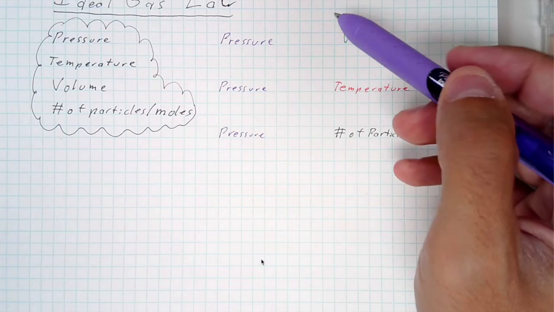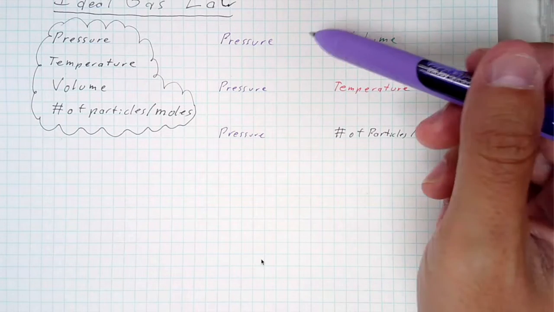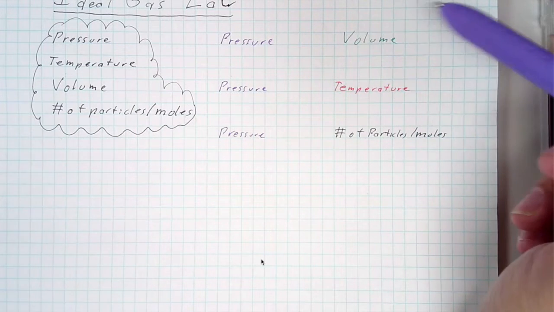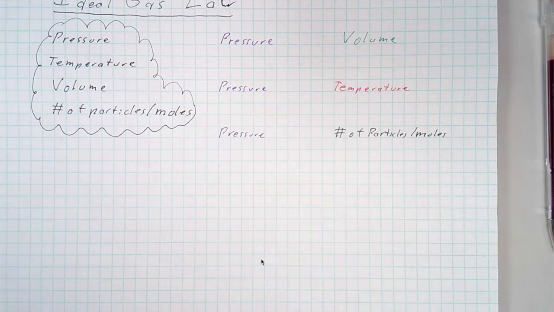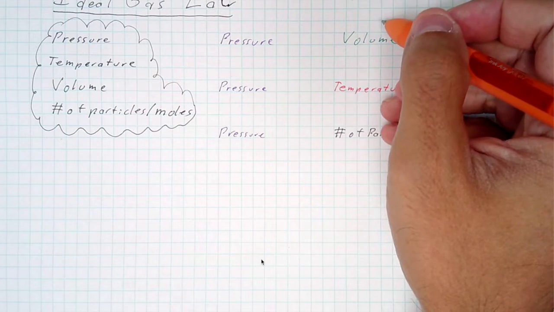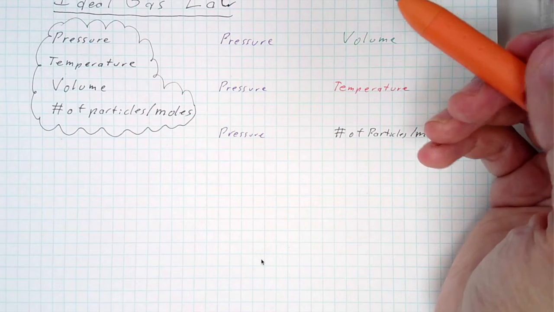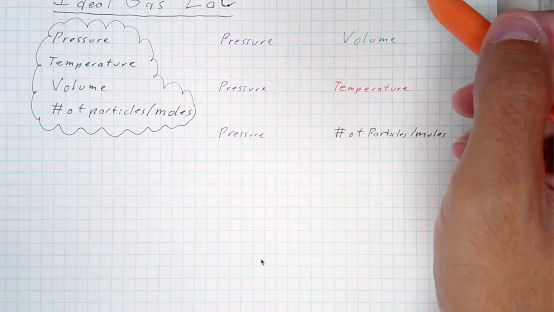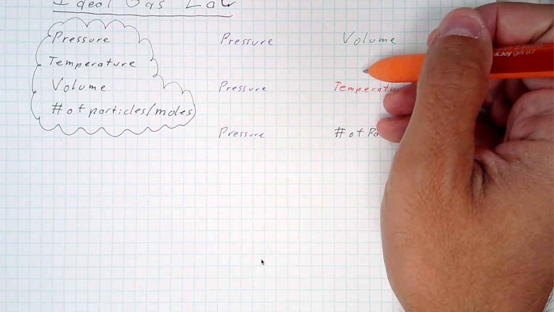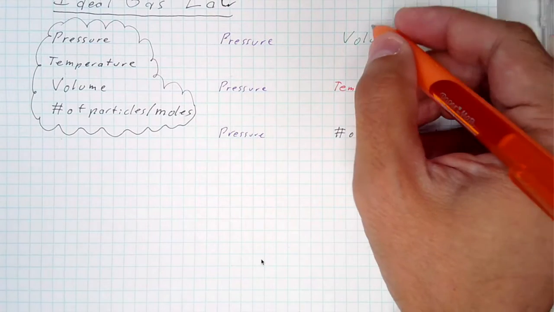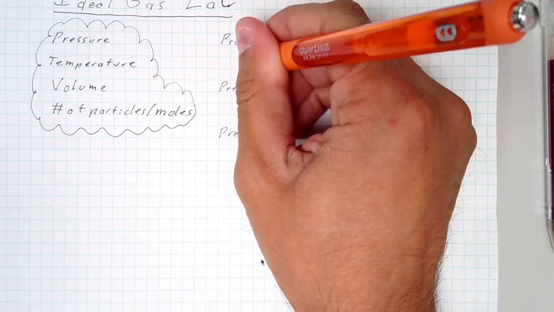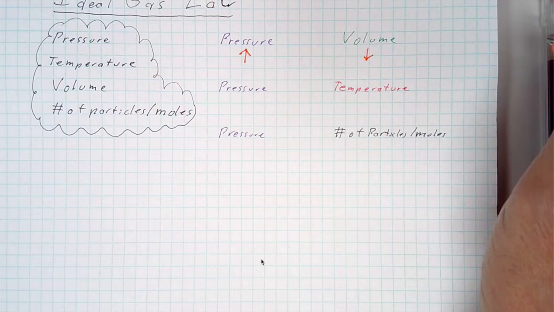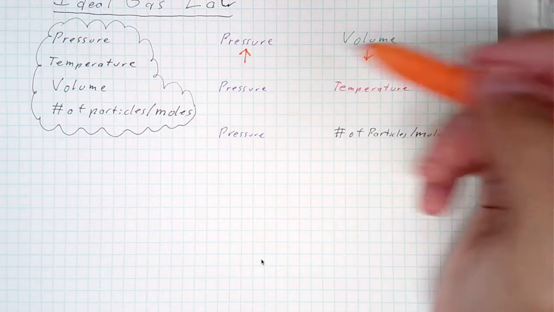So let's look at the effect that each of these variables had on the pressure of our gas. If we decreased the volume, what happened to our pressure? In our simulator, if we decrease the volume, our pressure went up, if everything else stayed the same. So if temperature and number of particles stayed the same, as our volume decreases, pressure increases, and vice versa. If volume increases, then pressure will decrease.